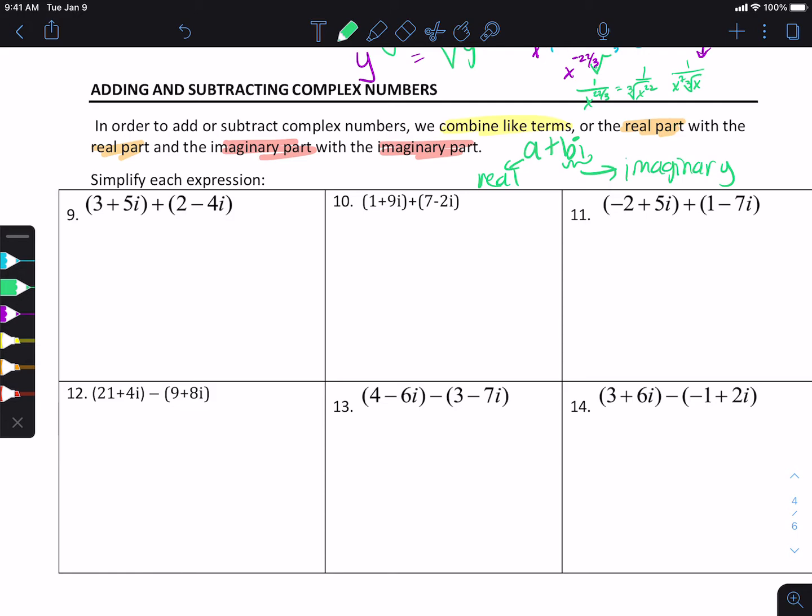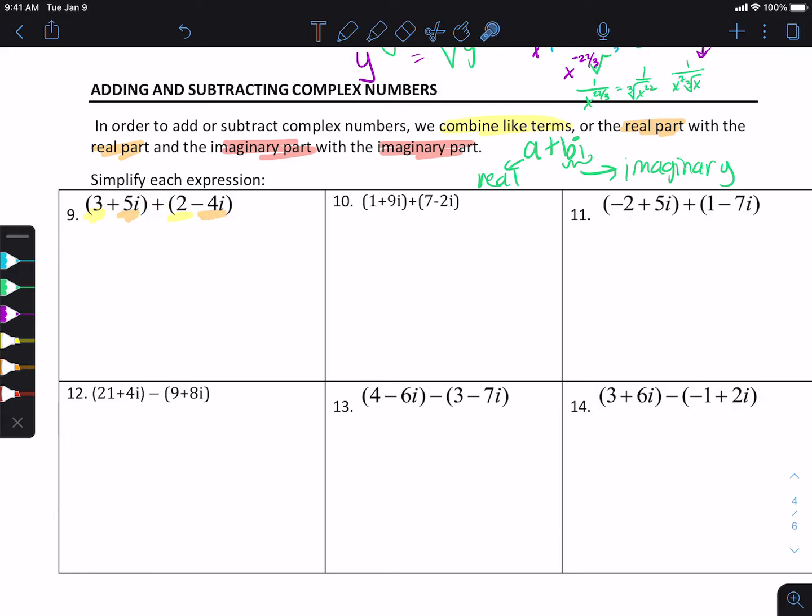Okay? So if we look at this first problem, I do not actually have to have these parentheses. These parentheses are extra pieces of information. I can have them there, but they're not necessary. So when I'm adding, we want to combine like terms. So I'm doing numbers with numbers, or the real part of the number with the real part of the number, and then the imaginary part with the imaginary part.